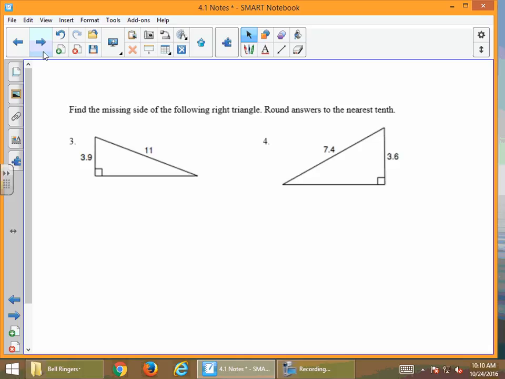All right. So find the missing side of the following right triangle. Good, it's a right triangle. Now we can round our answers to the nearest tenth. So those of you with the borrowed calculators, you can still do it. Let's make sure we stay consistent and label our sides. We know the C is always across from the right angle.